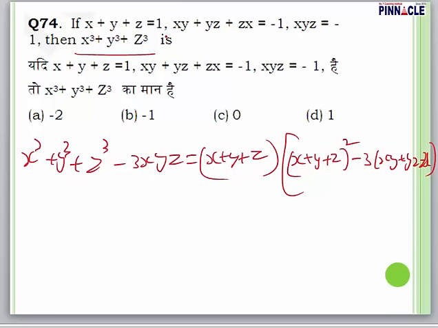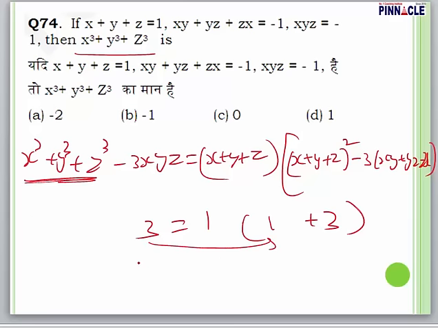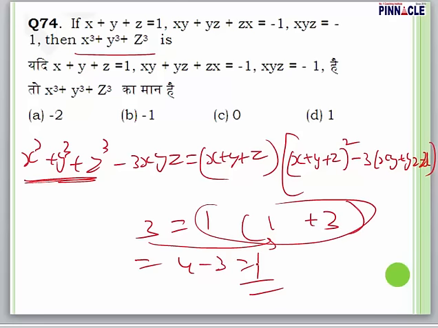But we have written this format because the value is given in this format. So X plus Y plus Z is equal to 1. You can write 1 here in place of this. XY plus YZ plus ZX is equal to minus 1. So minus 3 into minus 1, that is plus 3. X plus Y plus Z is equal to 1, so 1 square, this is 1. Then minus 3XYZ, XYZ is equal to minus 1, so minus 3 into minus 1, that is 3. And here we have to find the value of X cube plus Y cube plus Z cube. So when we bring this to this side, it will become 3 plus 1, 4, and 4 minus 3, that is 1. So the value of this would be equal to 1. Answer is D in this case.